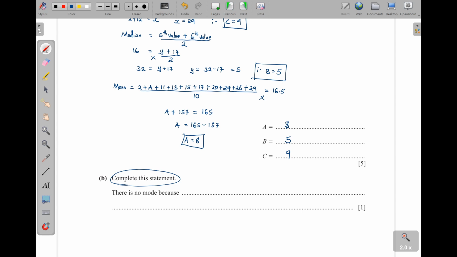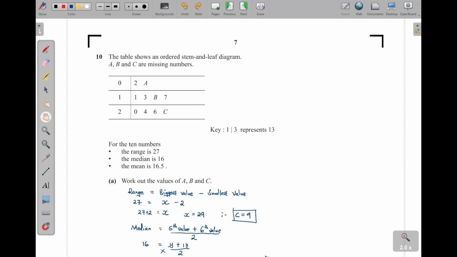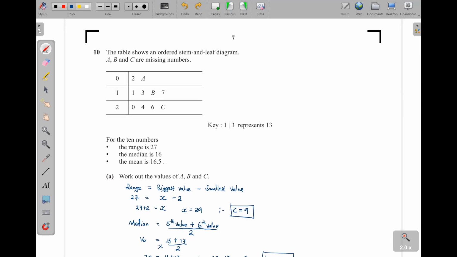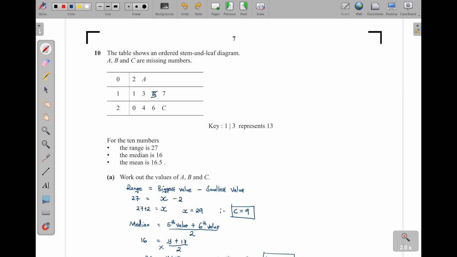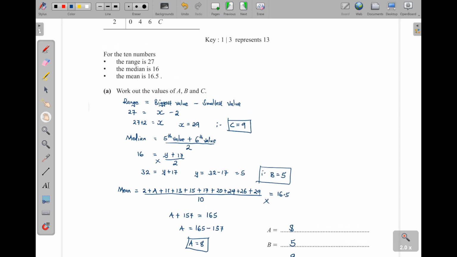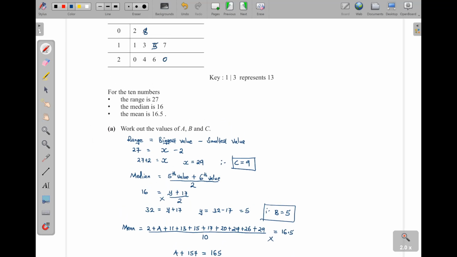Part B, complete this statement. There is no mode because mode is the most appearing number, okay? Now, we can have this one as a 5. This one is 9. A, we got it as 8. So if I can put 8 here, and then C is 9 here. There is no number which is repeating here, okay? So all numbers are distinct. They're different from each other.